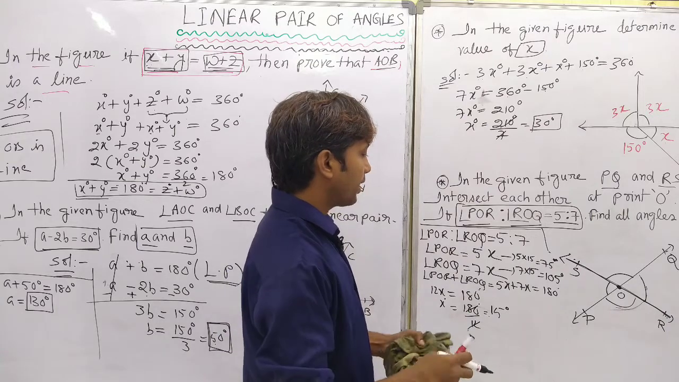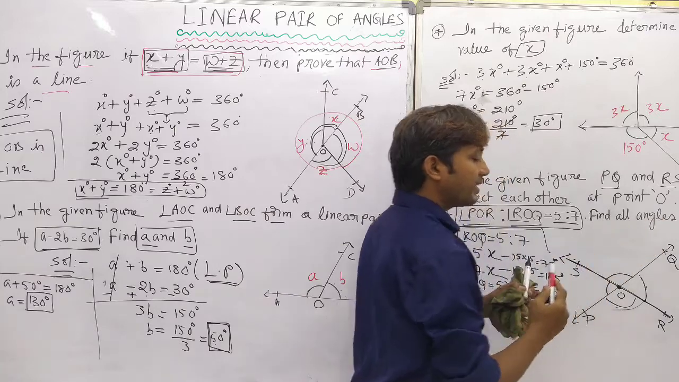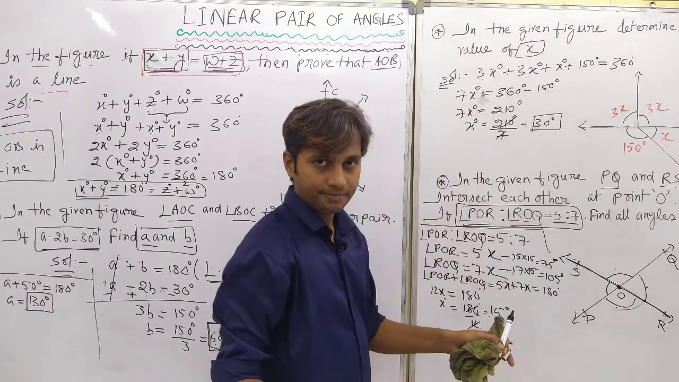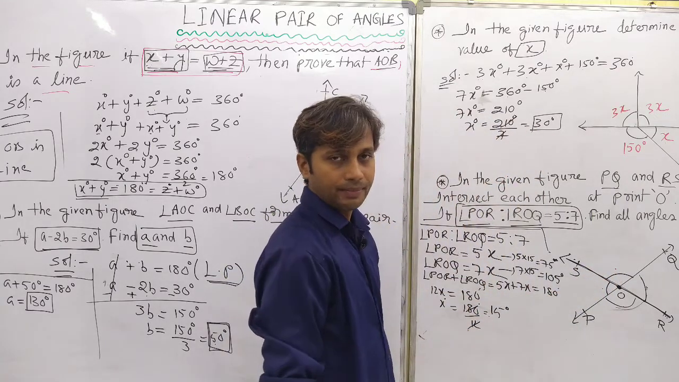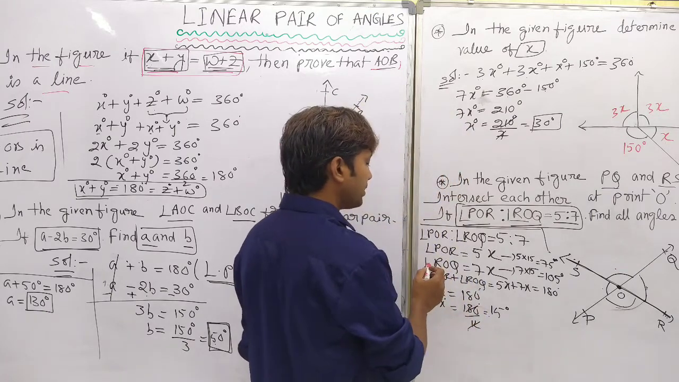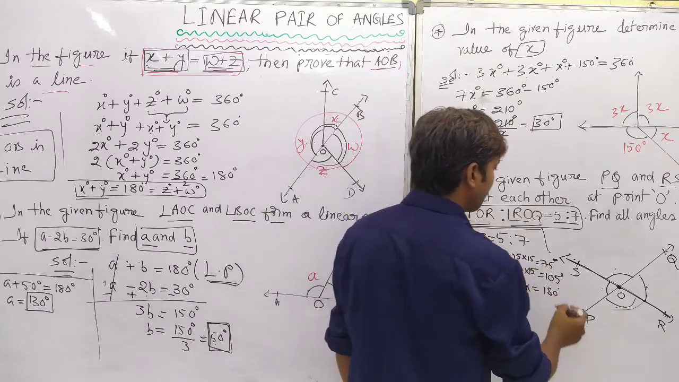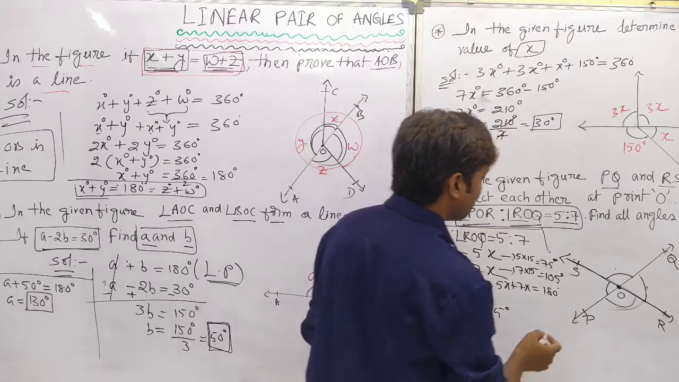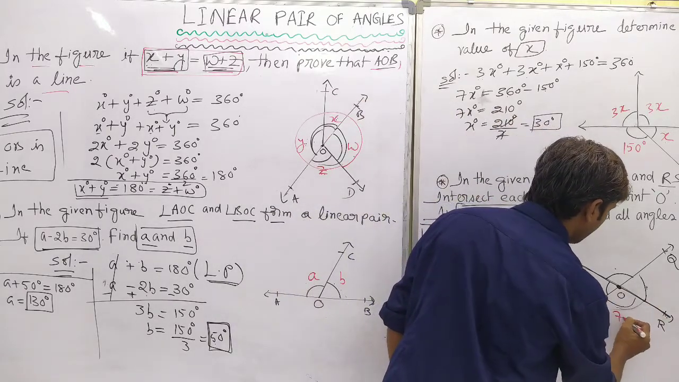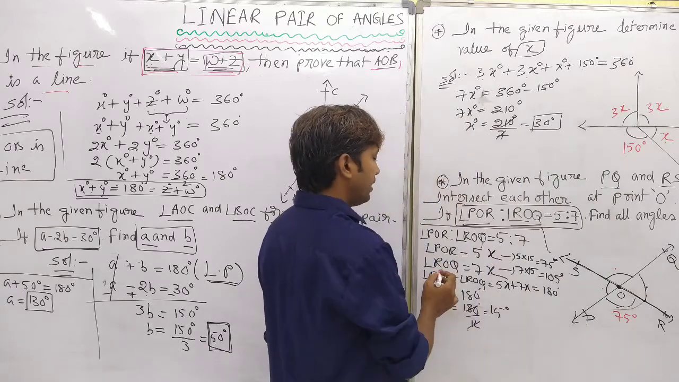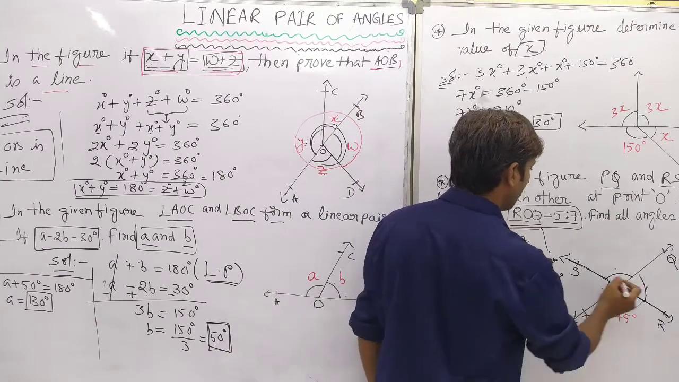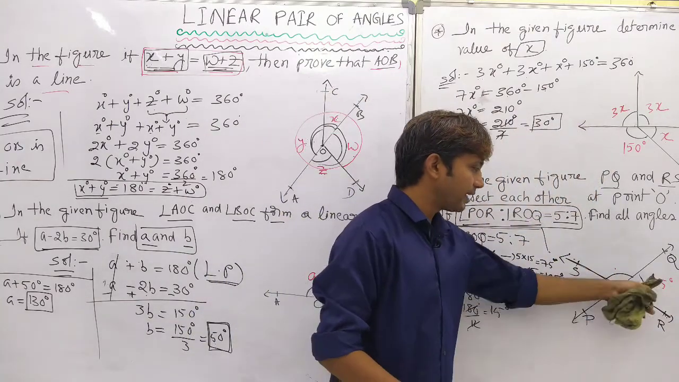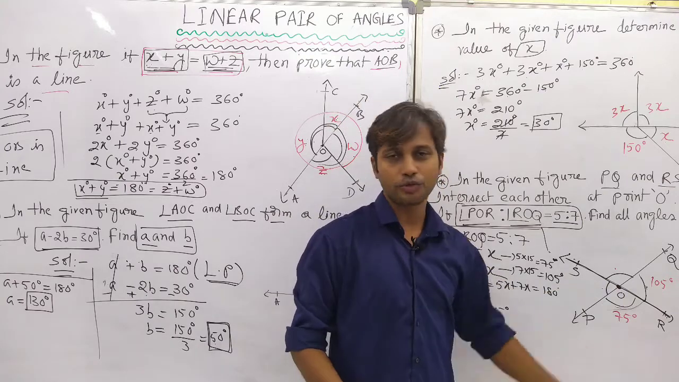So let us write that down. We need to find all the angles, this angle and this angle and this angle and this angle. Already we obtained two angles out of them. What are those two angles? Angle POR value is 75 degrees, and ROQ value is 105 degrees. I have drawn this as a rough diagram, so it is looking bigger, but actually it is a small one. You don't need to consider that.